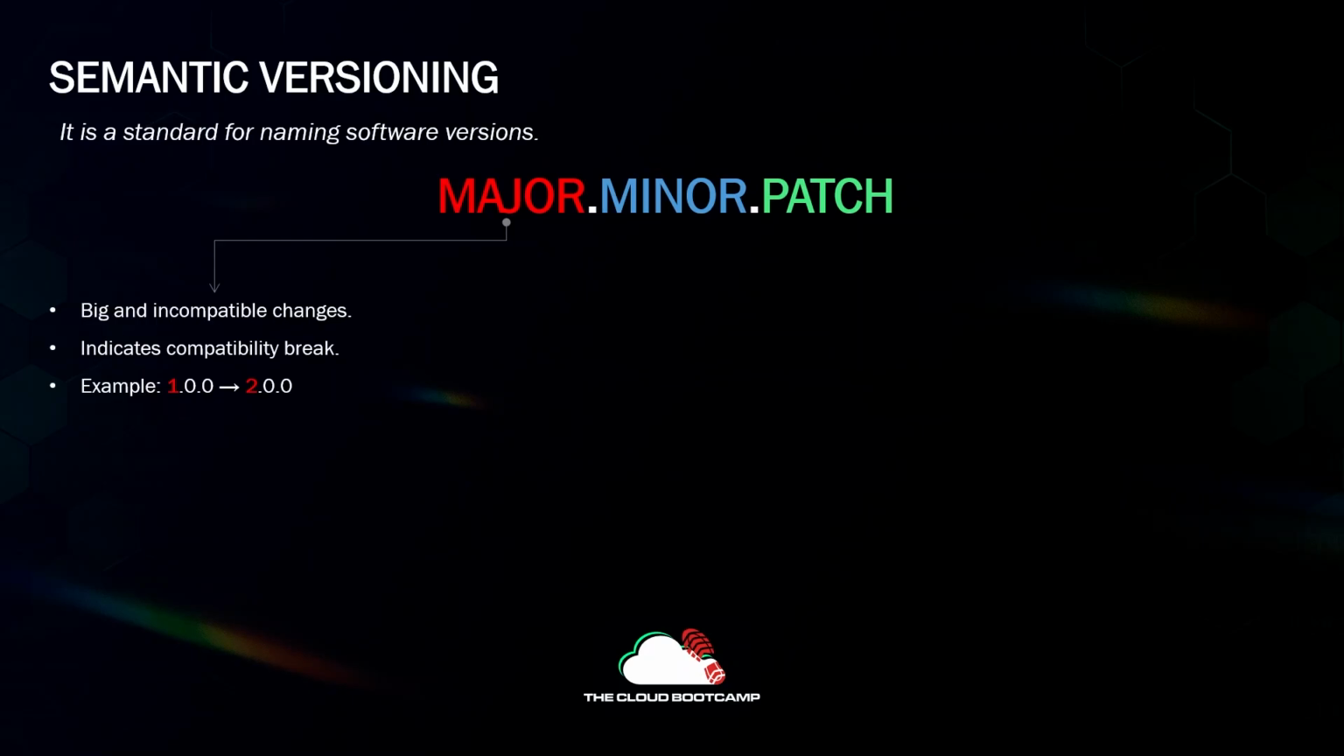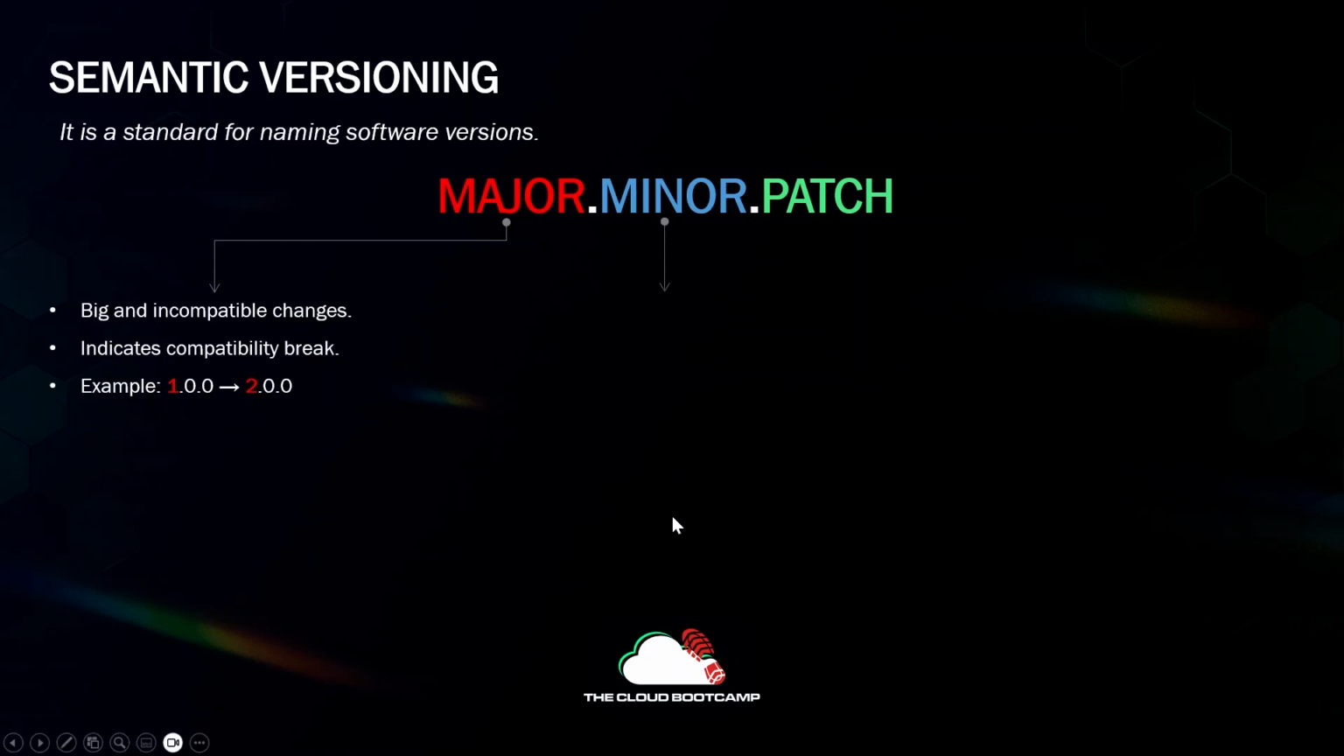Starting with the major version, the very first number represents significant changes that can break backward compatibility. For example, if you have an application running on a version starting with 1.0.0 and migrated to version 2.0.0, this clearly indicates a radical change. Perhaps an API has been fully rewritten or some old features no longer exist.